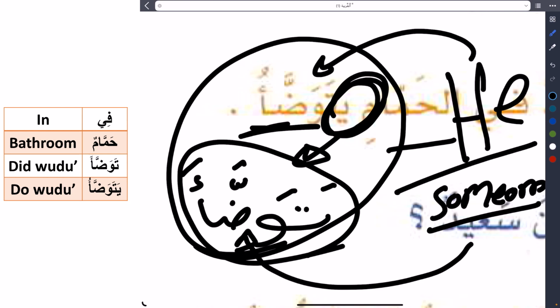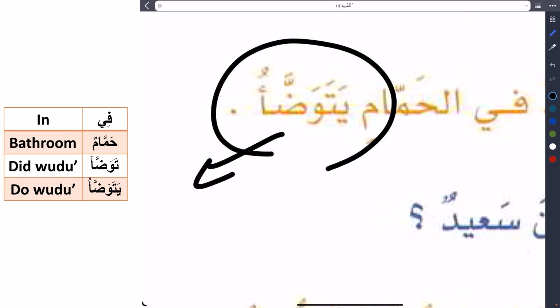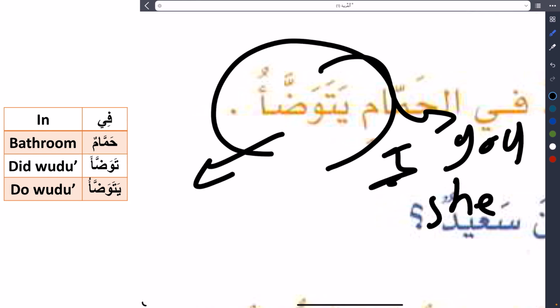What if we want to use them with she or with you or with I? How to say I did wudu or I'm doing wudu? How to use with I? No, you are not allowed to use these forms. You have to do a little change to make this verb for I or for you or for she. What is this little change? You don't need to know that now.